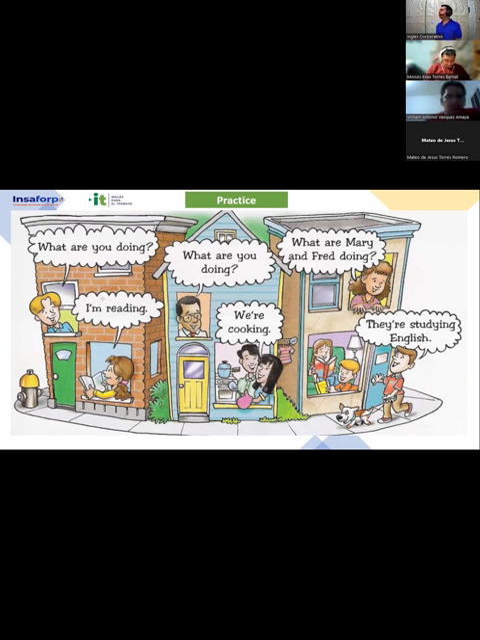What are you doing, Ada? I am reading. What are you doing, Ada? We're cooking. Uh-huh. Continue, William. What are Mary and Fred doing? They are studying English.